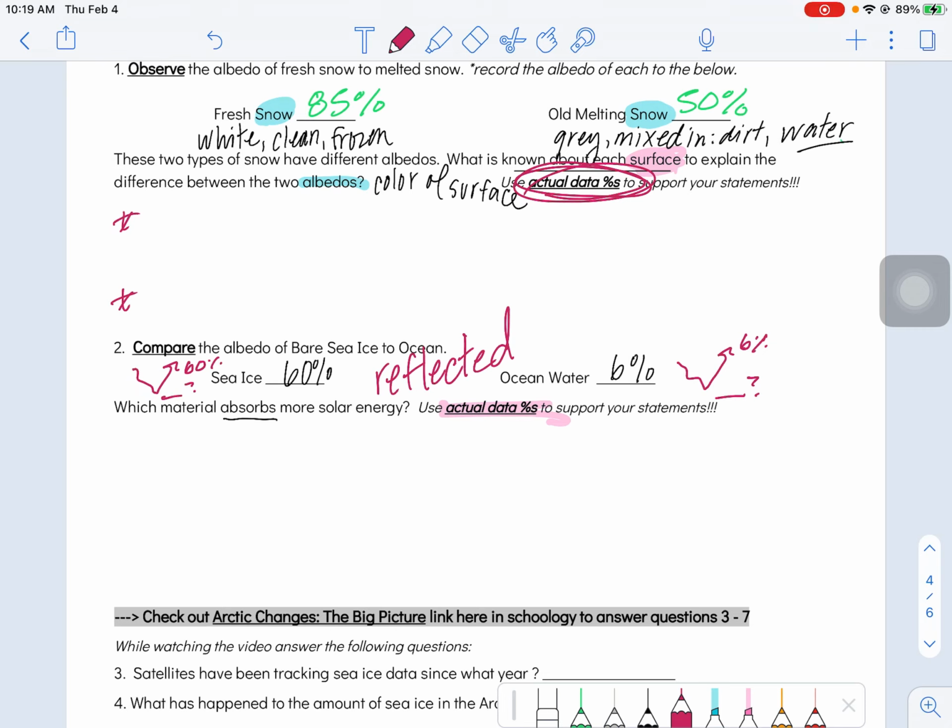So again, give a comparison. Sea ice absorbs more or less because, here's what we know, put the data in. Ocean water absorbs more or less. Here's what we know. Put the data in.